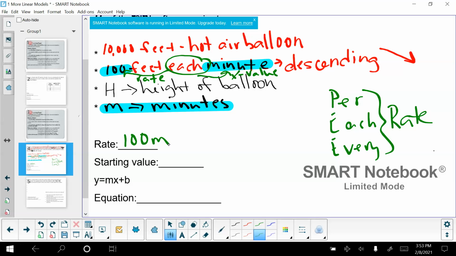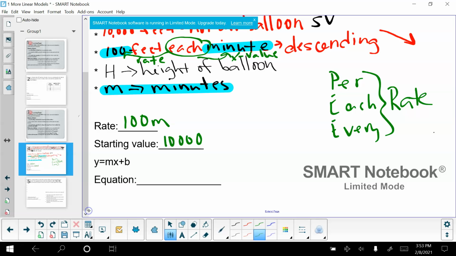Now my starting value is where the balloon was originally. So that's at the 10,000 feet. When they started the descent, they were at 10,000 feet. So that's my starting value. Now, some people still do like to write it out in y equals mx plus b form, and we can do that. We can go y equals, and that 100 was with the x, 100x plus 10,000.